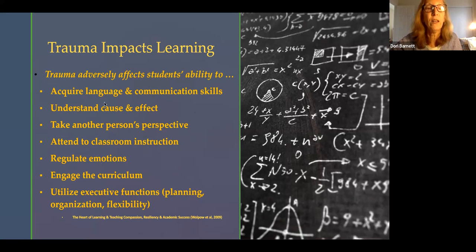Trauma adversely affects the child's language development and communication skills. Some of you might have heard of executive functioning skills: the ability to analyze cause and effect, to take another person's perspective, attention skills, regulation of emotions, engagement. So multiple traumatic experiences definitely impact brain development and learning.